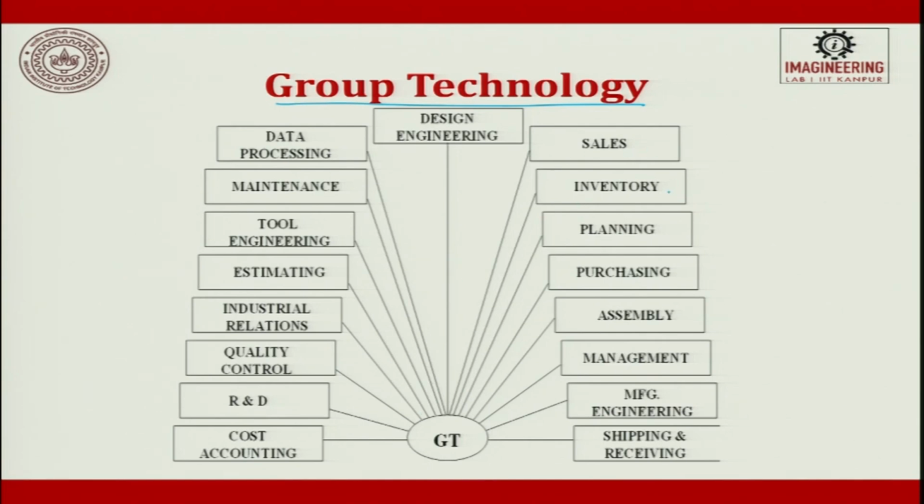So, sales, inventory, planning, this side is completely resource planning. All these things get input from group technology. So, planning, purchase, assembly, management, manufacturing engineering and shipping and receiving. All these things by and large try to get information from group technology.